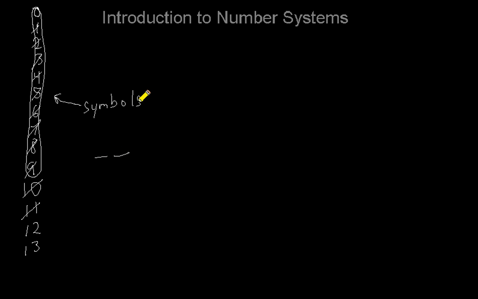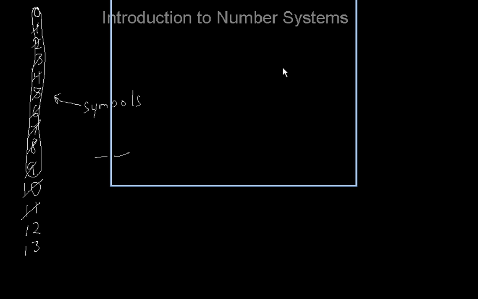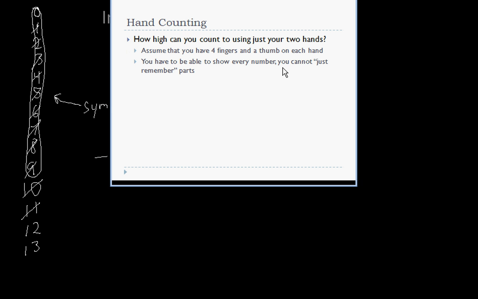Well, we can use that same idea to look at how do we do other forms of counting. So this is going to be called base 10. We'll look at a different example that's a little bit different. If we consider using our hands to count, how high can we count to on just the 2 hands? Just make some simple assumptions. Everyone has 5 fingers or 4 fingers and a thumb to be specific.